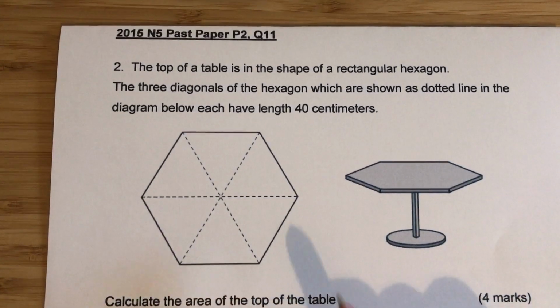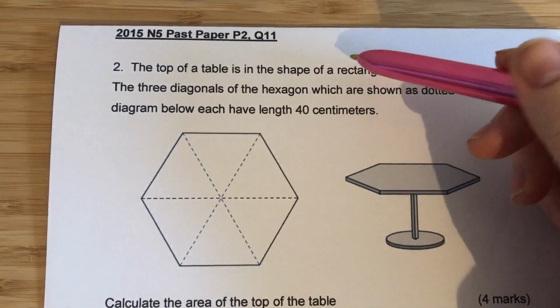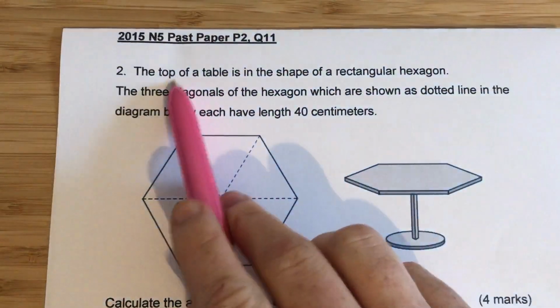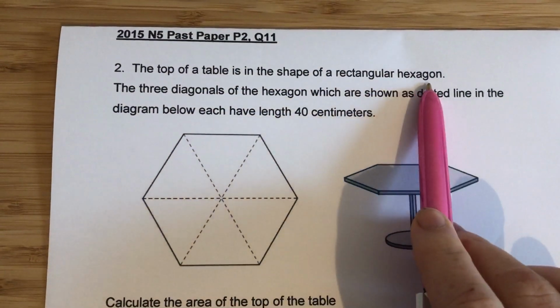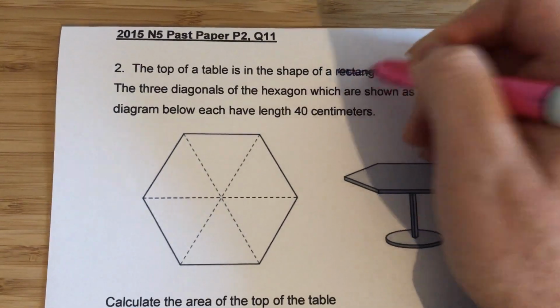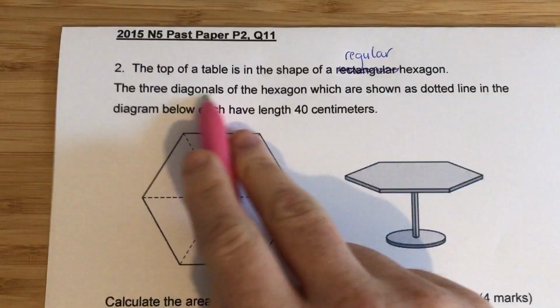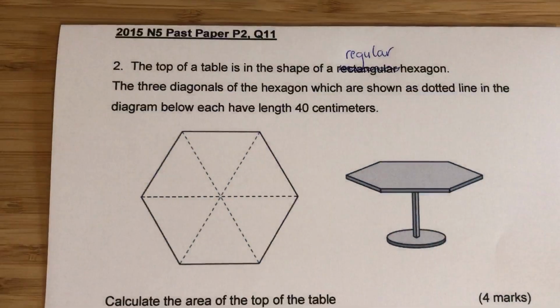The top of the table is in the shape of a rectangular hexagon. That should be regular hexagon. I think it's just been typed wrong. So the top of the table is in the shape of a regular hexagon, a bit more useful.